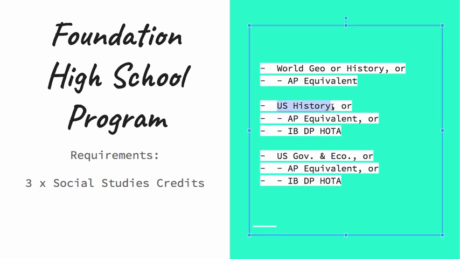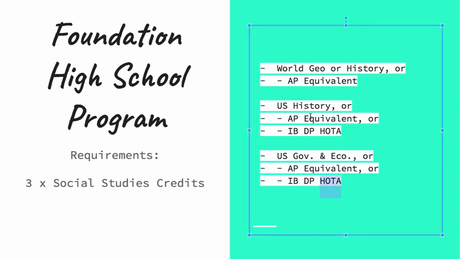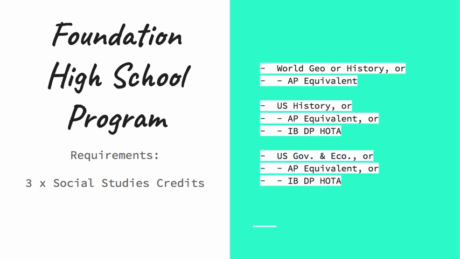You have to have US History or an AP or IB equivalent, which ours is HODA, and you have to have Government and Economics or an AP equivalent or an IB equivalent, which for us is also HODA. So you get those credits inside of HODA. You actually earn 3 credits in HODA, 2 for US History and 1 for Gov and 1 for Eco.